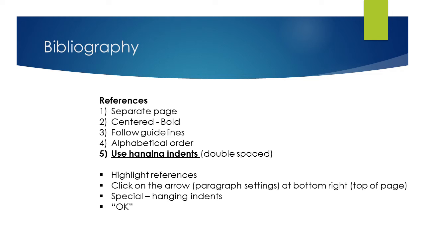Then you want to highlight all of your references, and we want to put these in what's called hanging indents. If you're unfamiliar with this, you can click on the arrow on the paragraph settings on the top of your ribbon, and in the bottom right you'll see a small arrow, and you click on that and you'll see something that says special, and it's right where they do the double space as well. You click on special and then click on hanging indents and click OK, and whatever you have highlighted, which should be your entire bibliography, it'll put it in the hanging indent form.